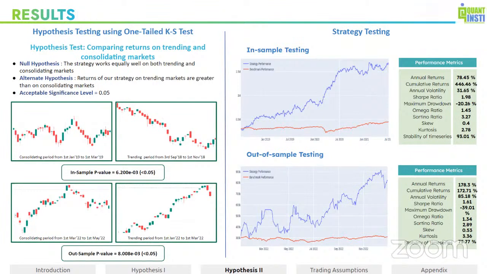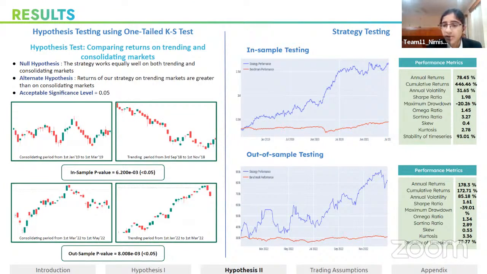Also, using the strategy, we obtained annual returns of 78% and a Sharpe ratio of 1.998 on in-sample testing, and annual returns of 178% and a Sharpe ratio of 1.61 on out-of-sample testing.